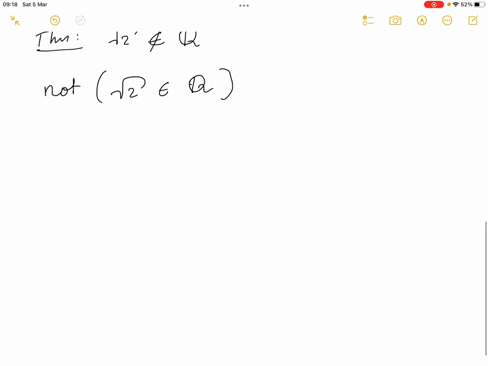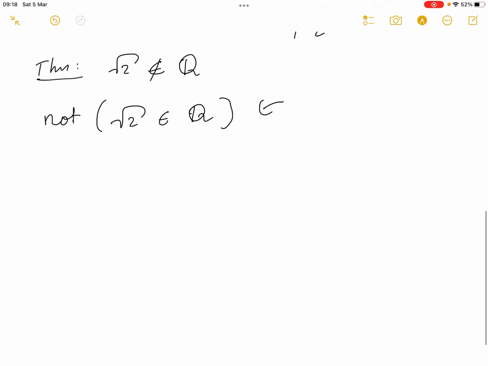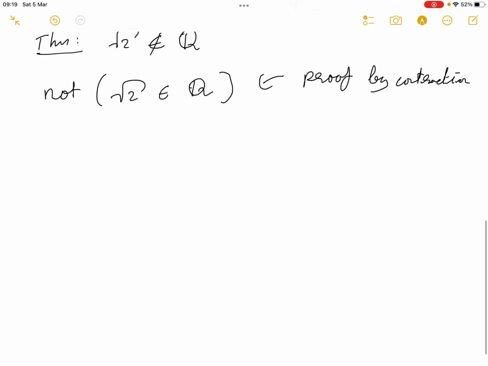So this looks like something we can use a proof by contradiction on, similar to the last step. So this is how we're going to start the proof by contradiction. We suppose that it is true. So the theorem says it's not. So what we do is you suppose that the square root of 2 is in the rationals.